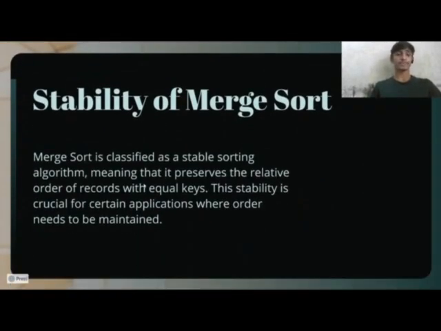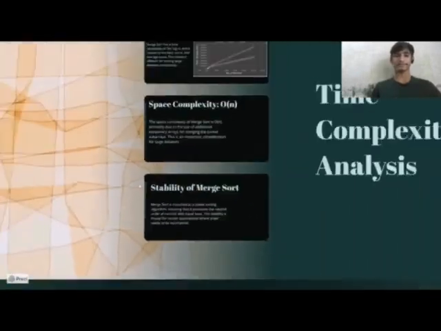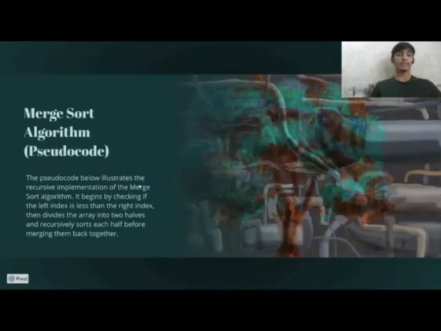Stability of merge sort. Merge sort is classified as a stable sorting algorithm, meaning that it preserves the relative order of records with equal keys. This stability is crucial for certain applications where order needs to be maintained. Now, my partner will explain its pseudocode and how this algorithm works.